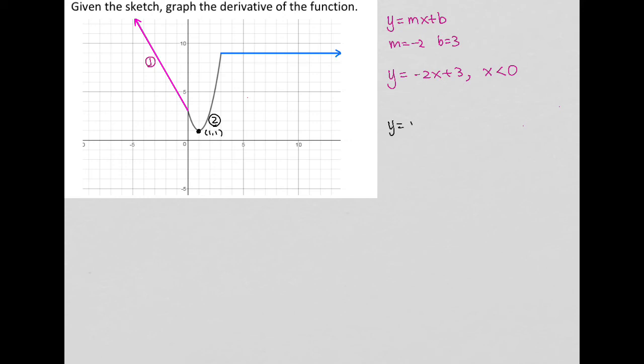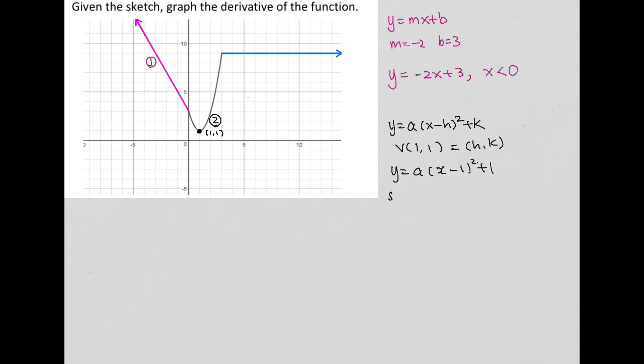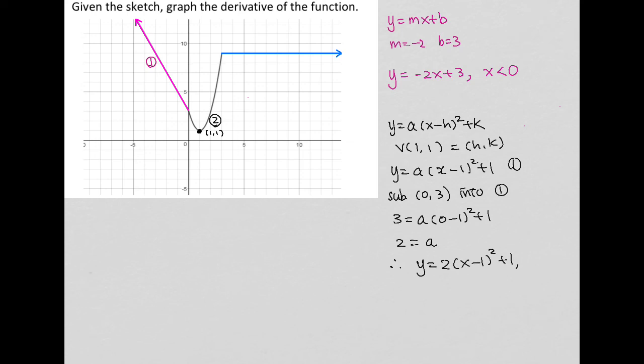So we're going to use the vertex form, which is y equals a(x minus h) squared plus k, given the vertex is at (1, 1), which is your h and k. So let's substitute into the formula. In order to find a, you have to substitute another point. So we're going to substitute (0, 3) into this quadratic relation to find a. And now you will see 2 equals a. Therefore, I know the relation is 2(x minus 1) squared plus 1. The domain will become 0 less than or equal to x less than or equal to 3.